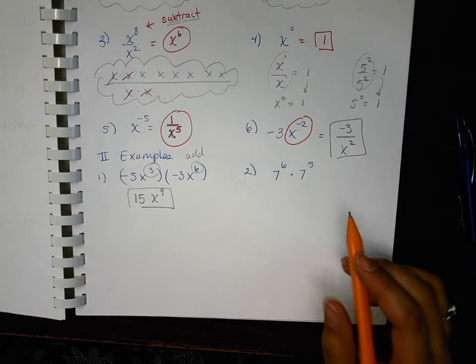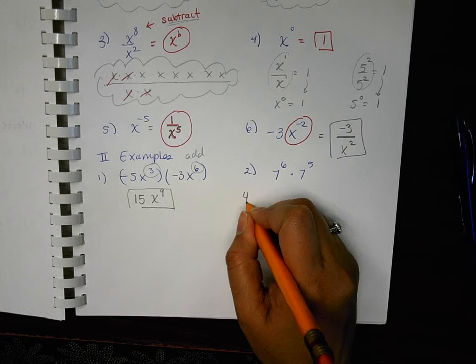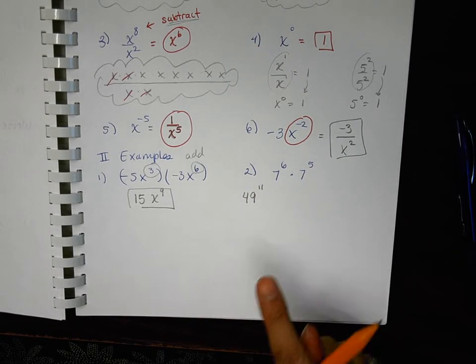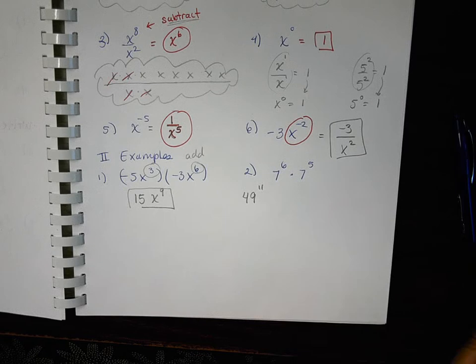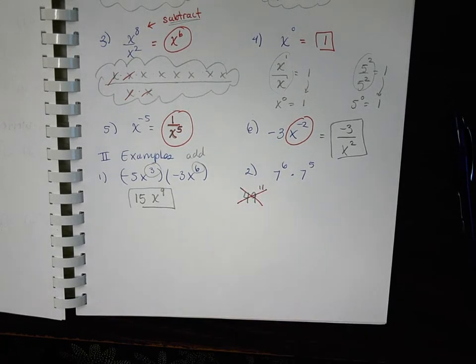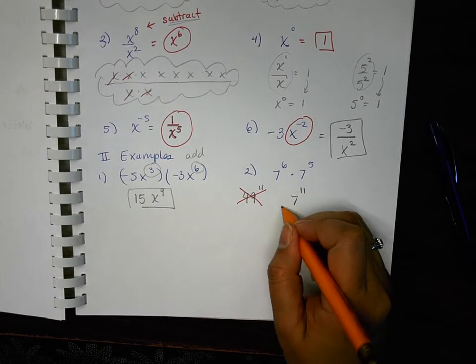All right. What do we end up with? Anybody get 49 to the 11th power? Yep. No. If you didn't, don't erase. Oh, okay. This is wrong. I purposely did it incorrectly. Yeah, I got 7 to 11. All right. What is the correct answer? 7 to the 11th power.